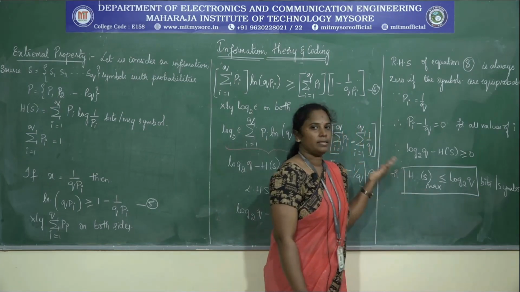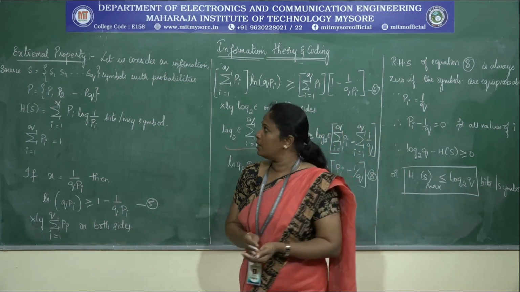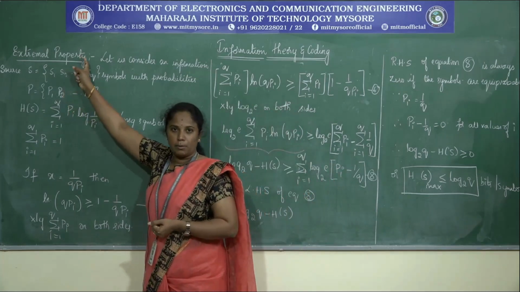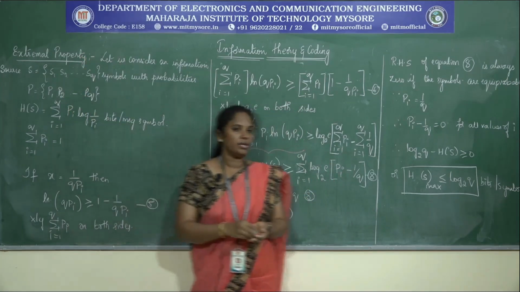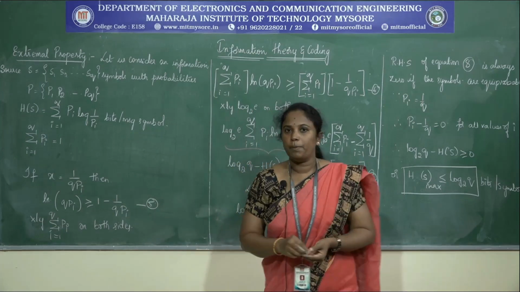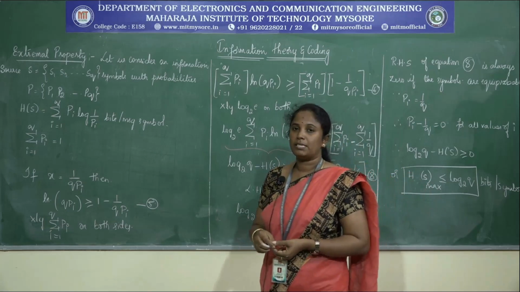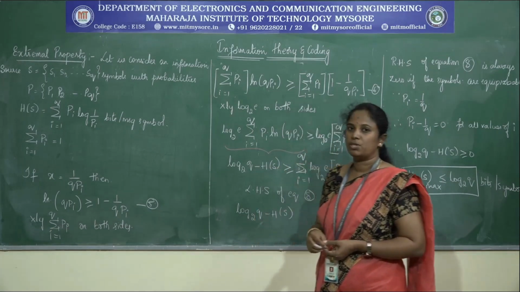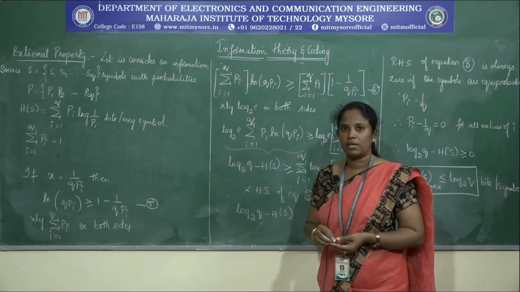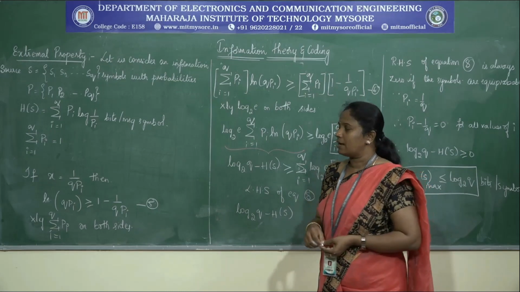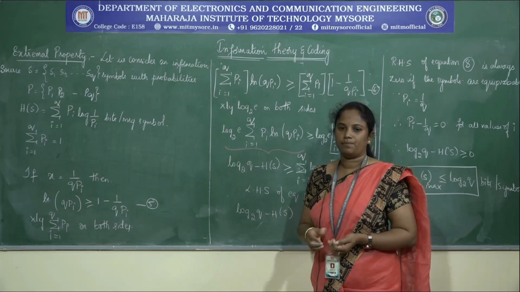This is the extreme value we attain with respect to the extremal property. So the entropy can attain the maximum value only when the probabilities are equiprobable, which means when all the probabilities are equal, we can attain the maximum entropy.